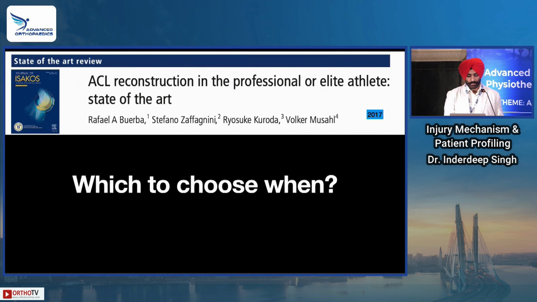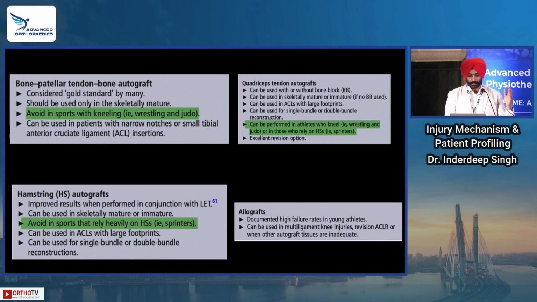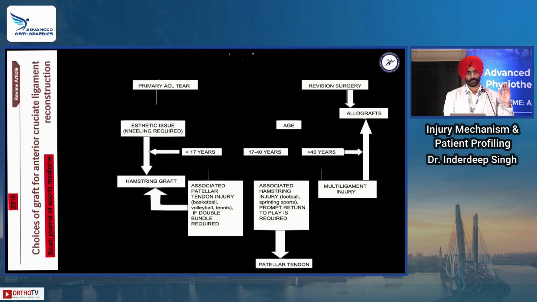Which graft to choose for which patient will definitely be touched upon by my next colleagues, but one graft doesn't fit all, so you have to choose as per the patient. So BPTB has a different role, peroneus longus has a different role, quadriceps autograft has a different role. Similarly, hamstring has a different role. So you have to choose it in particular patients. So these papers come very handy when you can actually read them and find out. I'll take a minute more.